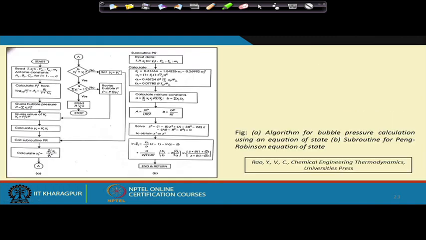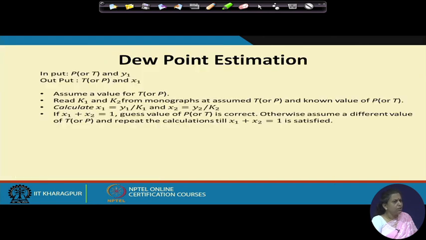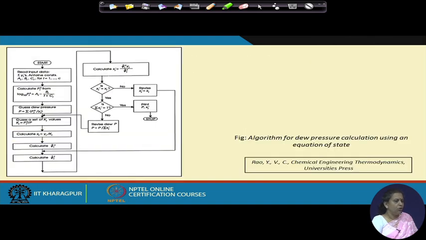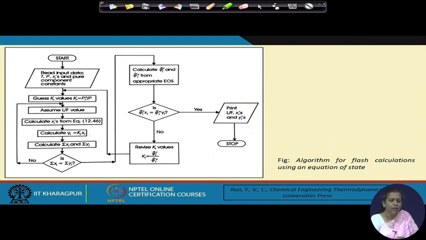I have written down the algorithm for bubble point estimation, and also the algorithm when we are using the Peng-Robinson equation of state. I have also written down the steps for finding the dew point estimation, the dew pressure calculations, and also the flash calculations. So you can use these algorithms to find the VLE data at high pressure and the VLE data for multi-component systems, remembering very well that the VLE data at low pressure discussed for binary systems is applicable in this case.